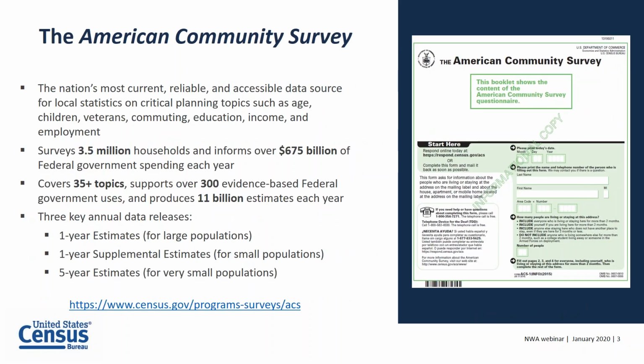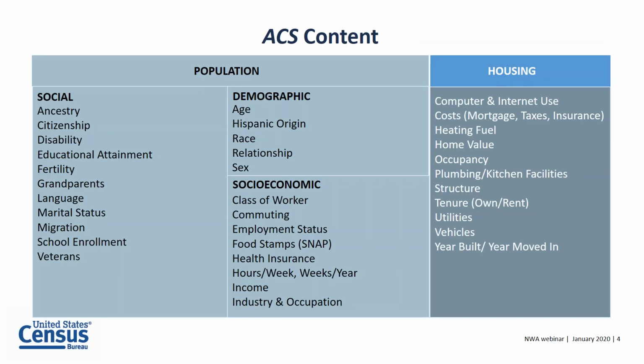Very quickly, the ACS provides a lot of information. Over 3.5 million households are surveyed every single year, and it informs about $675 billion worth of funding, covers 35 topics, and produces about 11 billion estimates, statistics every single year. The ACS provides these types of data.